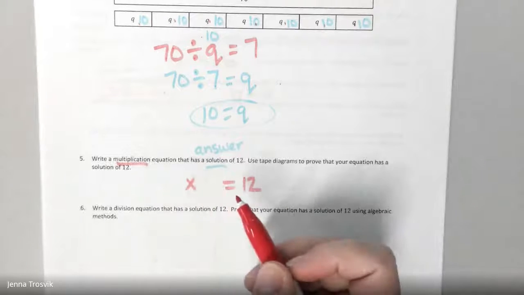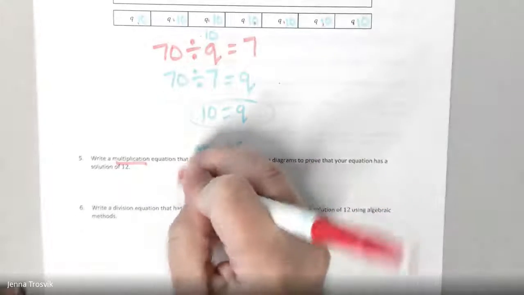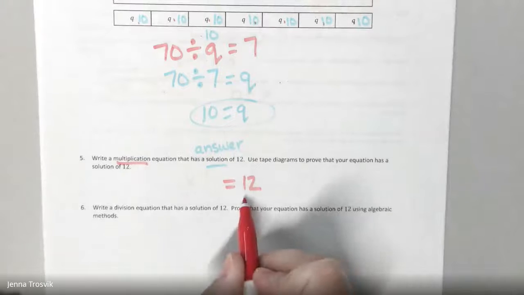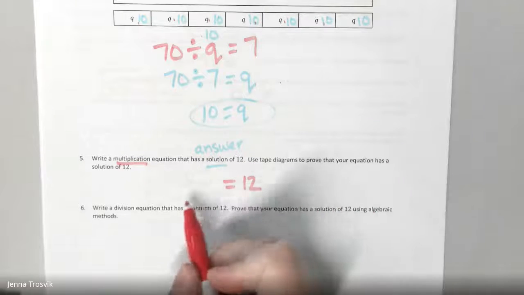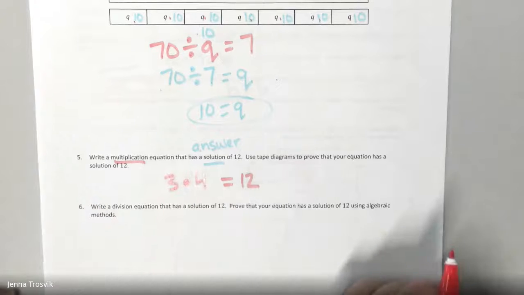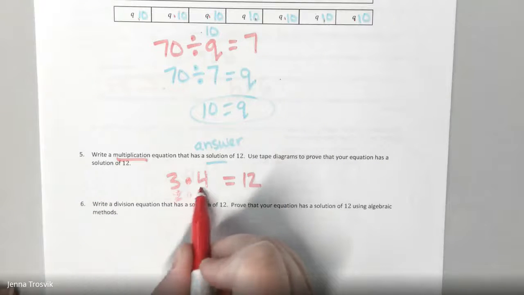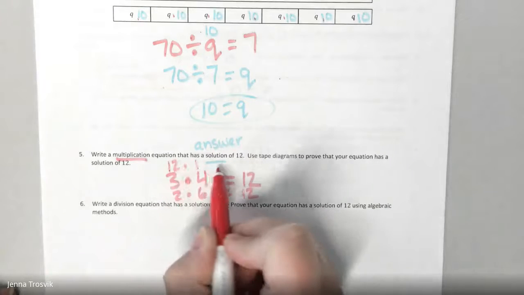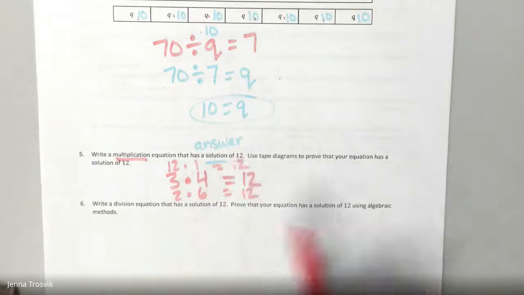You can put any answer, any numbers. Use the tape diagrams if you need to. You don't need to. 3 times 4 would be a good one. 2 times 6 would be a good one. You could also even put 12 times 1. All of the above will get you there.